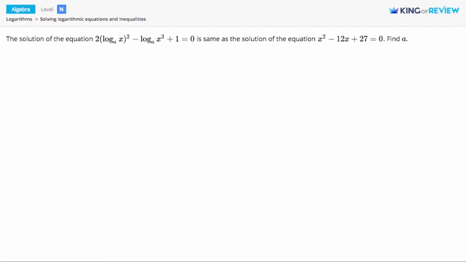Here we have to solve an equation with logs, where the solutions are the same as the equation without logs over here on the right. Now we don't know the base of the logs yet, that's what we're trying to find, so I'm going to start by solving the equation on the right.